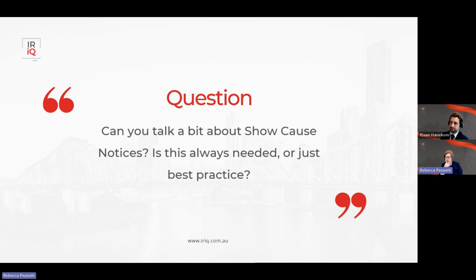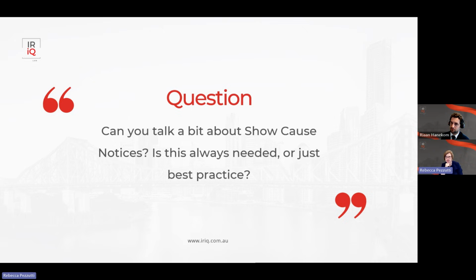And I think that's reinforced by some of the decisions that you talked about, Riaan, where the employee needs to have clear notice that the implications for the failure to improve performance include termination of employment. And a show cause is a really useful document for defending a complaint that there was a lack of procedural fairness. Ultimately, it provides procedural fairness because it clearly says this is what we're thinking of doing and this is why, but you have an opportunity to be heard on that.